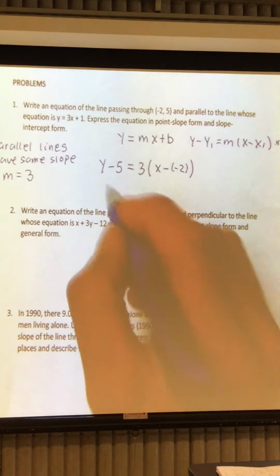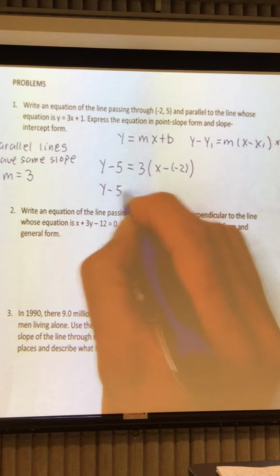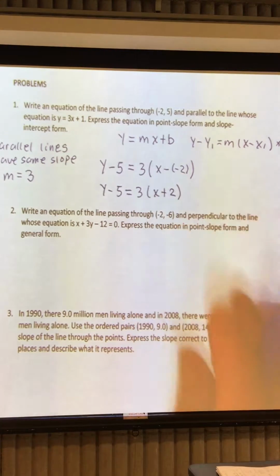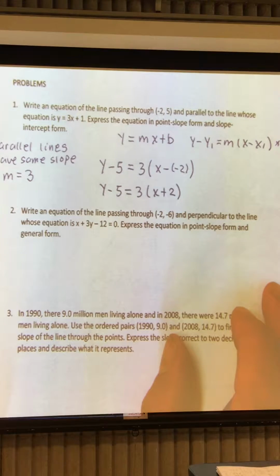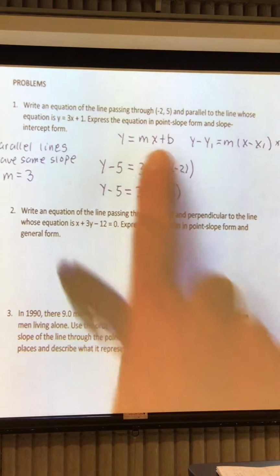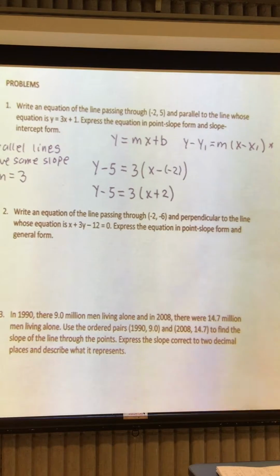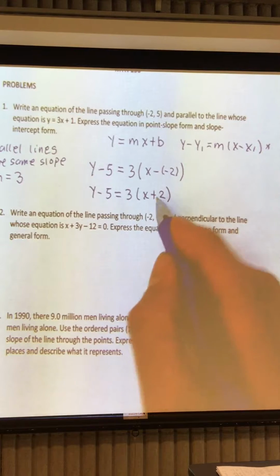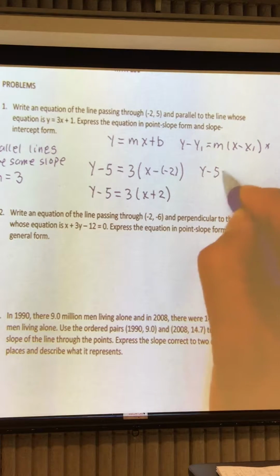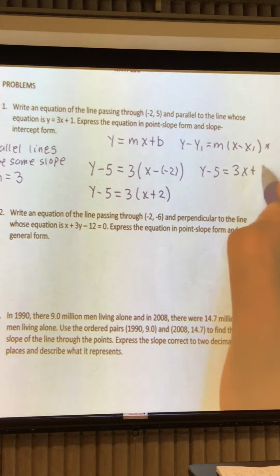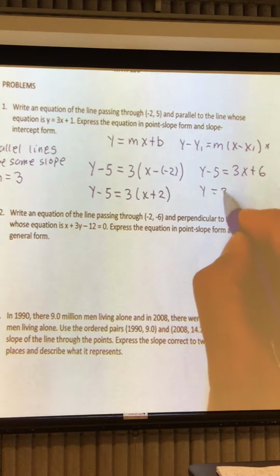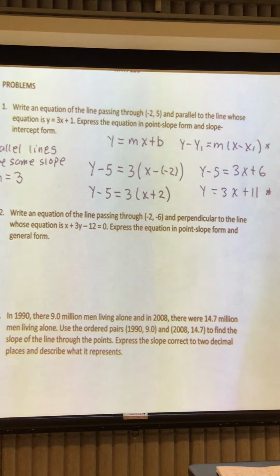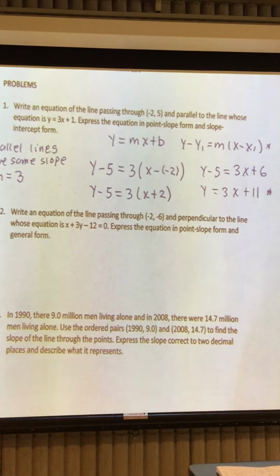For slope-intercept form, we can simply solve this equation for y, and we will end up with our slope-intercept form rather than start over. So I took the opposite of negative 2 to be plus 2. Now we'll distribute through: 3 times x plus 3 times 2, and then we'll add 5 to both sides, giving us our final result in slope-intercept form, y equals 3x plus 11.